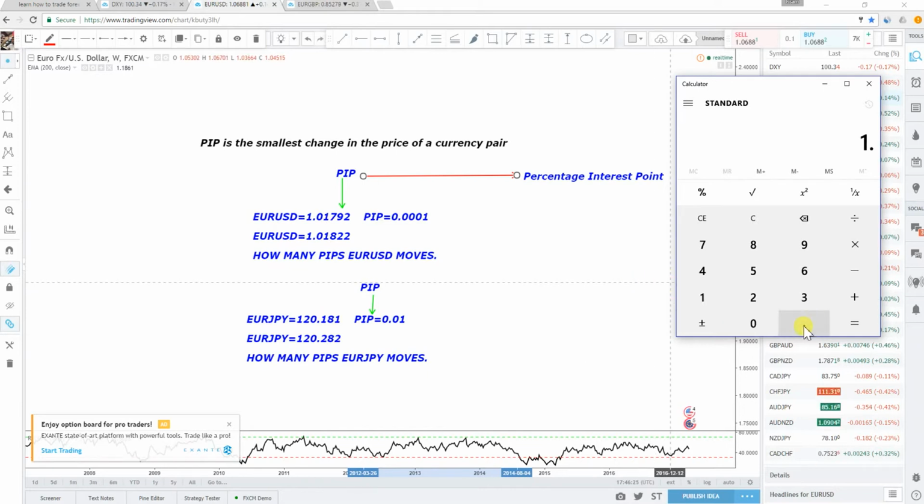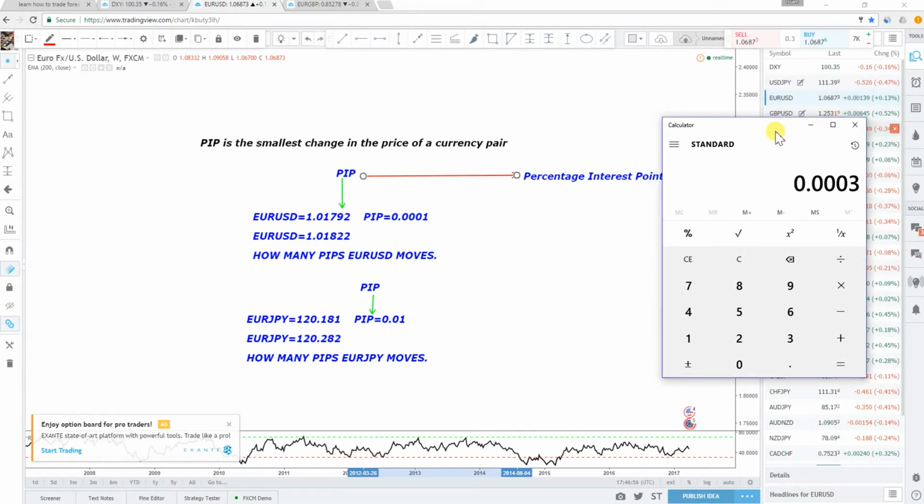So 1.01822 minus 1.01792 equal to 0.0003. And since 1 pip equals 0.0001, how many pips does this market move? It moves three pips. Okay guys, this is so easy.